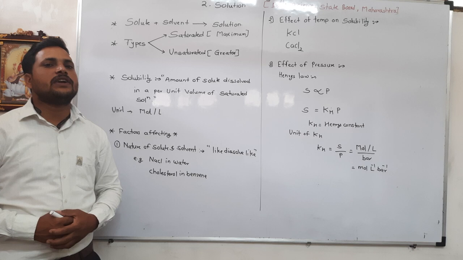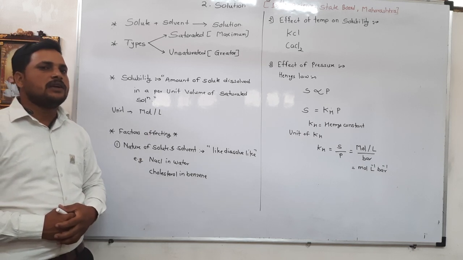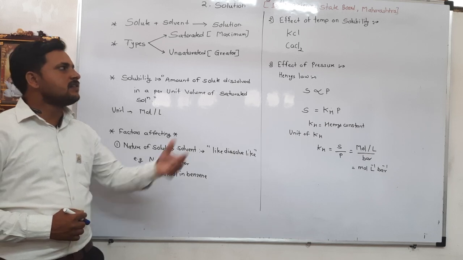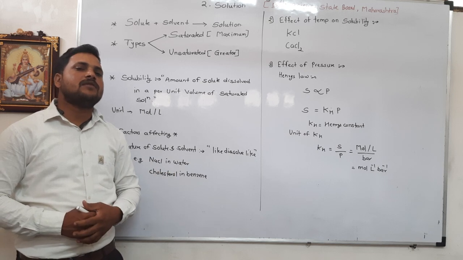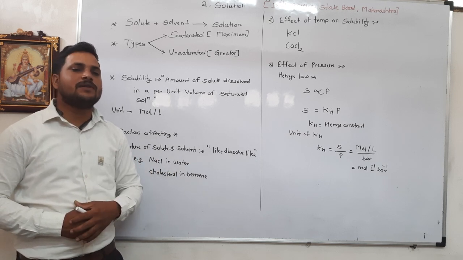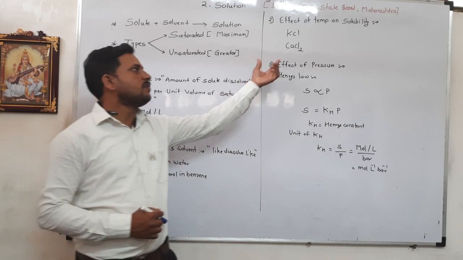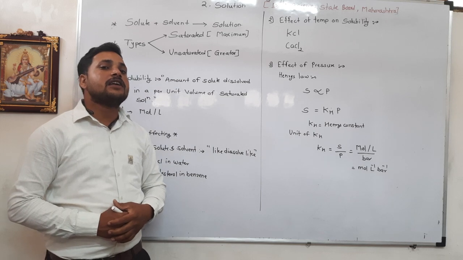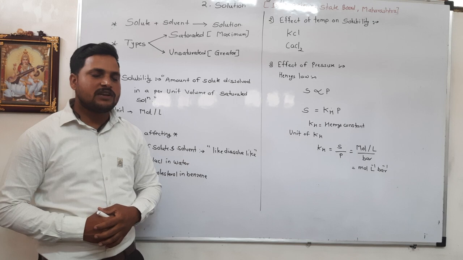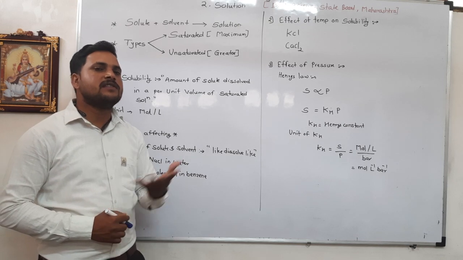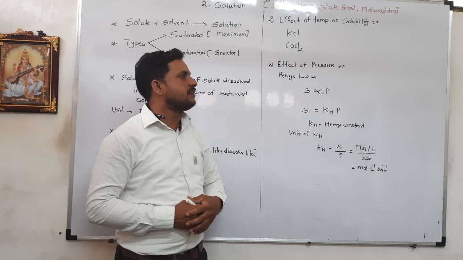Second factor, effect of temperature. The effect of temperature on solubility has two possibilities. In some substances such as KCl, when dissolved in water, it absorbs heat from the surroundings, meaning it is an endothermic process. Or some compounds such as calcium chloride or calcium oxide, when dissolved in water, release heat. It is known as an exothermic process. In a simple way, whether it absorbs heat or releases heat.